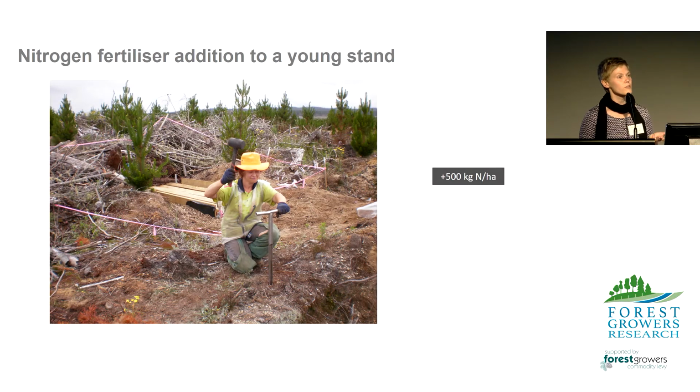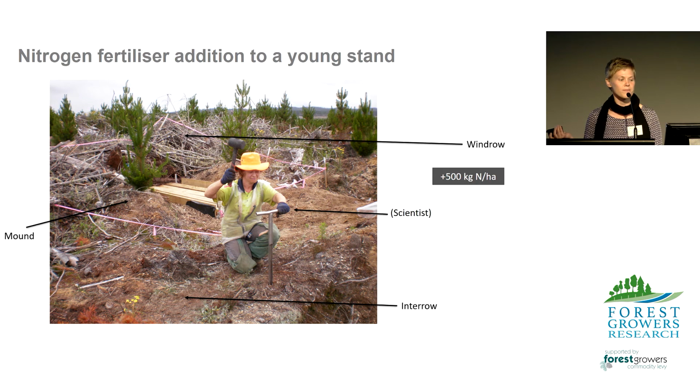Nevertheless, if we want to use fertilizer, the next question is, how can we do it best? We've looked at this in a number of ways at Scion, and this is one of the studies where we added nitrogen fertilizer to a quite young stand. This is in fact quite close to the Southern Kaingaroa Accelerator trial, and you saw earlier that using Forecaster, we had identified that in order to reach our target productivity, we had to add 500 kilos of N per hectare. So that's what we did, all at once. And then we looked to see, okay, how do different surface forms affect what happens to the nitrogen? We looked at mounds, windrows, and interrows. And we asked the question, where does the nitrogen go?